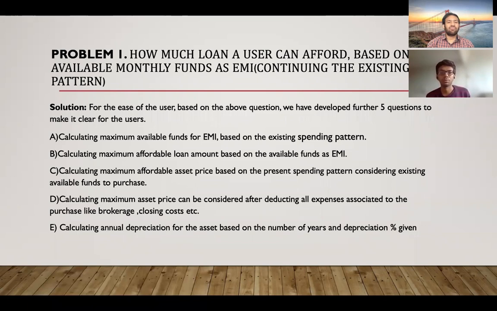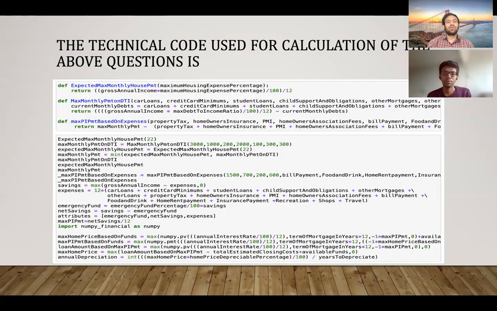Calculating maximum available funds for EMI based on the existing spending pattern. Calculating maximum affordable loan amount based on the available funds as EMI. Calculating maximum affordable asset price based on the present spending pattern, considering existing available funds to purchase. Calculating maximum asset price that can be considered after deducting all expenses associated with the purchase, like brokerage, closing costs, etc. Calculating annual depreciation for the asset based on the number of years and depreciation percentage given. The technical code used for the calculation of the above questions is this.